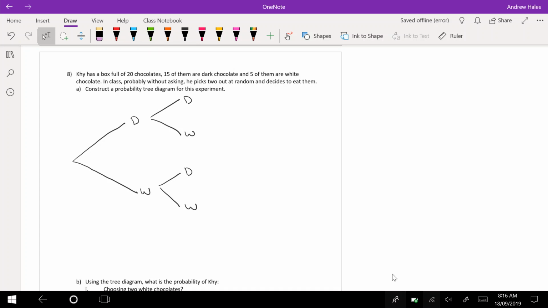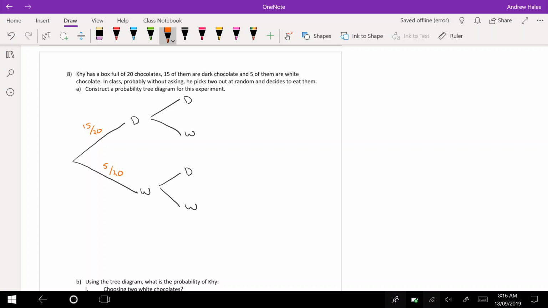Now, we have 20 options of the chocolate that we have. So the probability of a dark chocolate, first of all, is 15 out of 20. And therefore, this one has to be 5 out of 20. In case you guys haven't picked up on it, the 2 branches are always going to add up to 1, because your probability has to equal 1. A little handy tip: if you ever think, oh, well, they don't add up to 1, you've done something wrong.